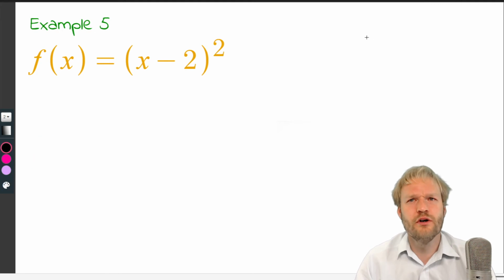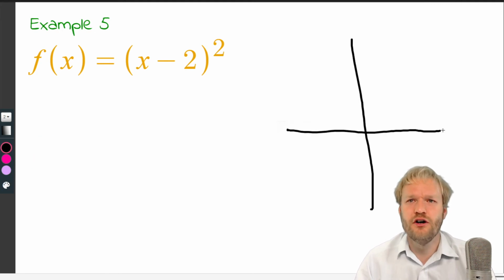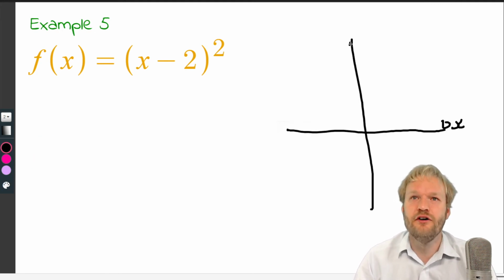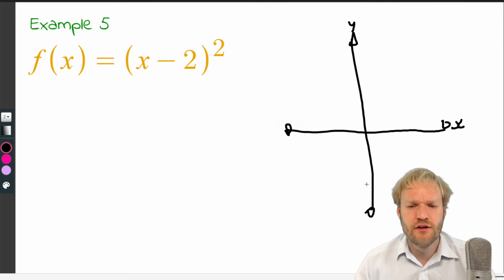Okay, what type of function are we given over here? Well, we're given a parabola. In which form has it been given to us?